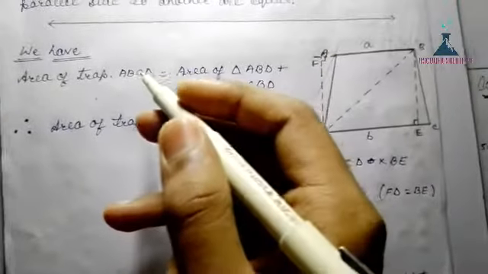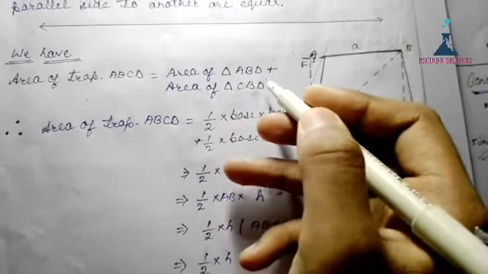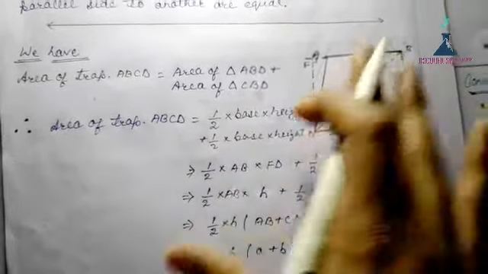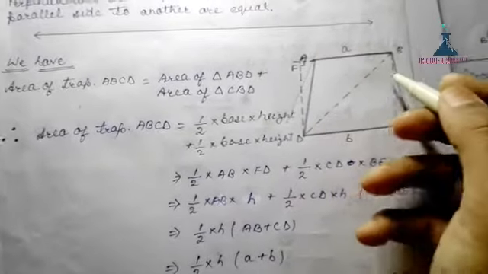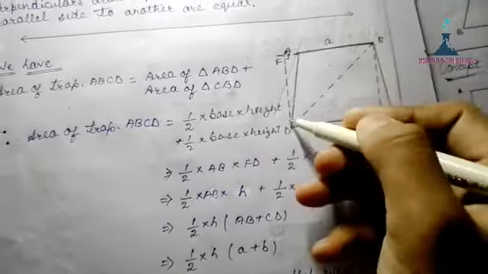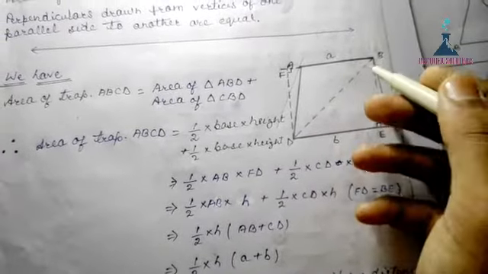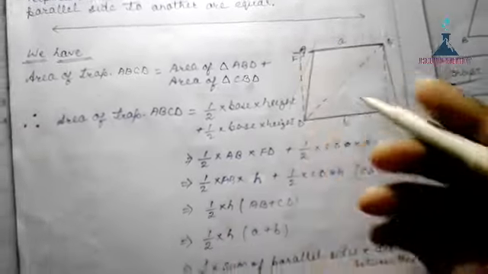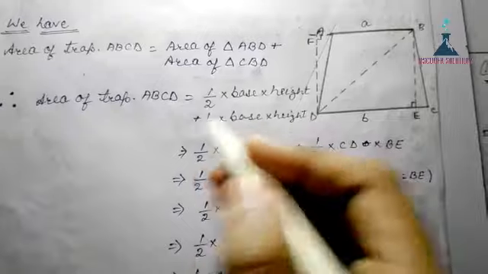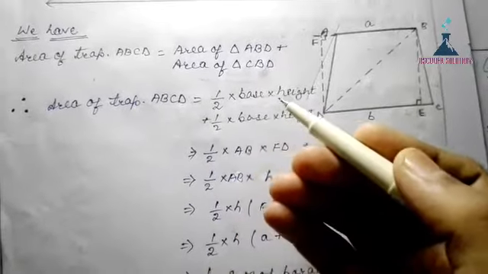So the area of trapezium ABCD is equal to the area of triangle ABD plus the area of triangle CBD. As you can see here, we have divided it into two triangles, ABD and CBD. So now friends, let's move forward. The area of trapezium ABCD is half into base into height plus half into base into height, as I have discussed that the area of a triangle is half into base into height.